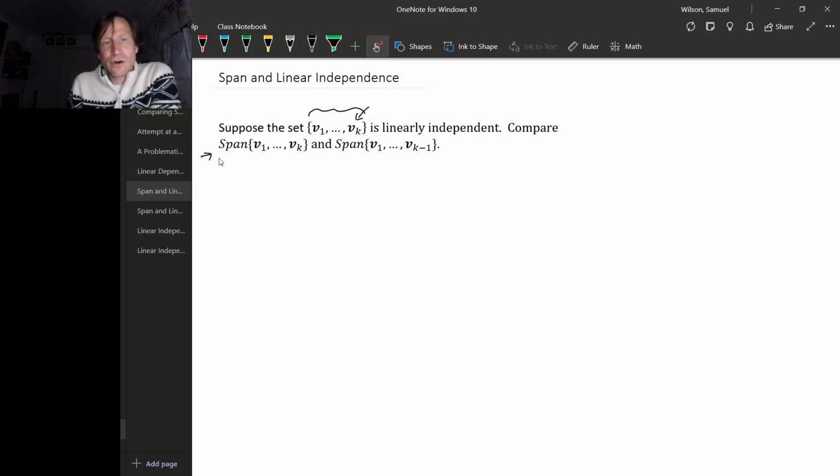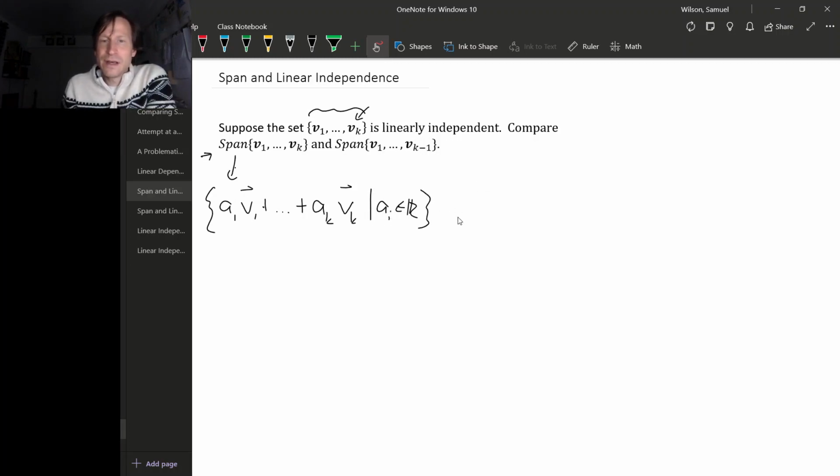This first collection of vectors is a span, so it's all linear combinations of all the v's, from v1 up through vk, and all of the a sub i have to be real numbers. We're comparing that to this second span, where I'd better not use a's, so let's use b's instead. So b1 v1, up through b sub k minus 1 times v sub k minus 1, leaving out the last one. And here all of the b's are real numbers.